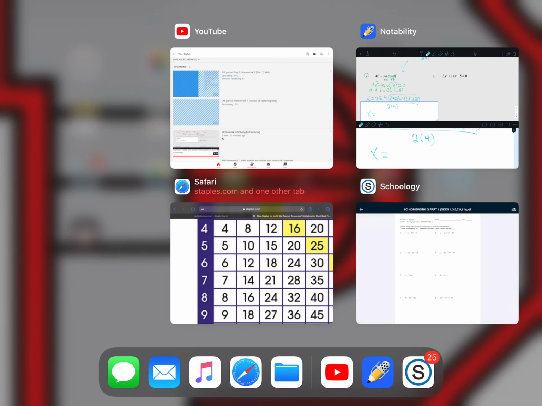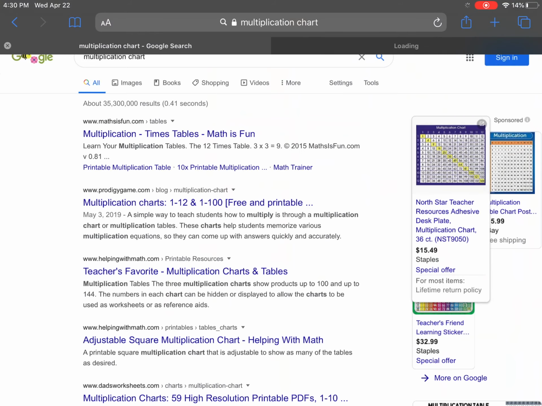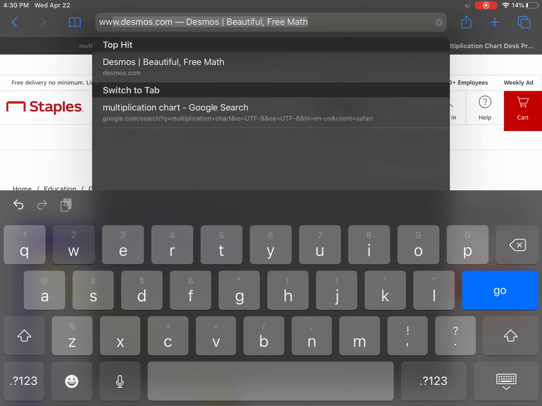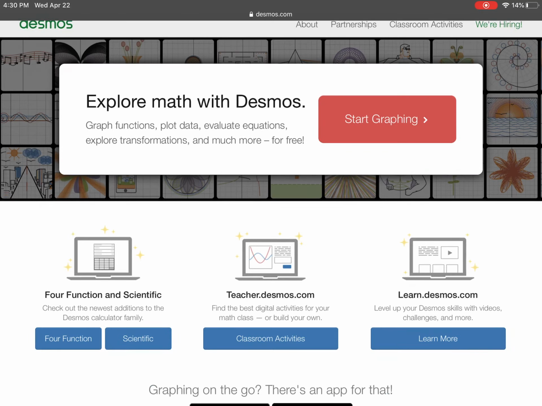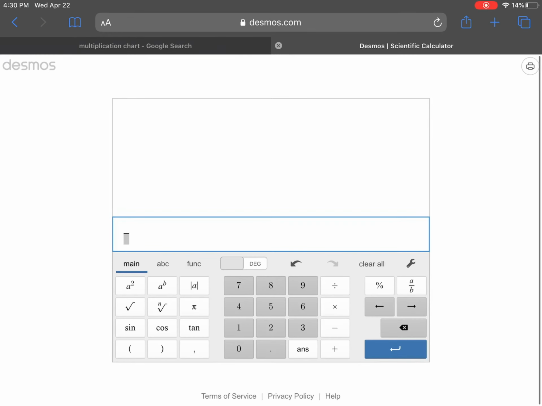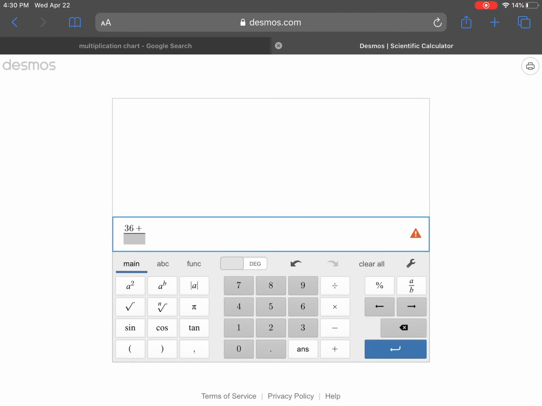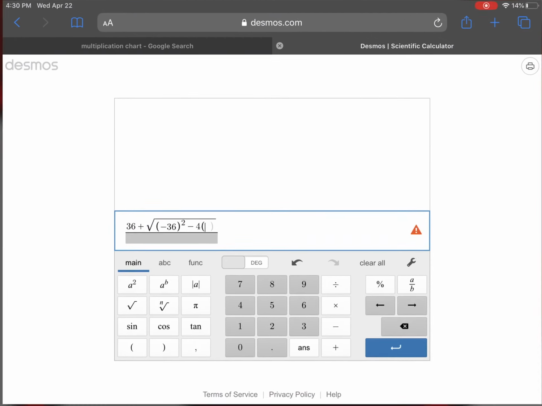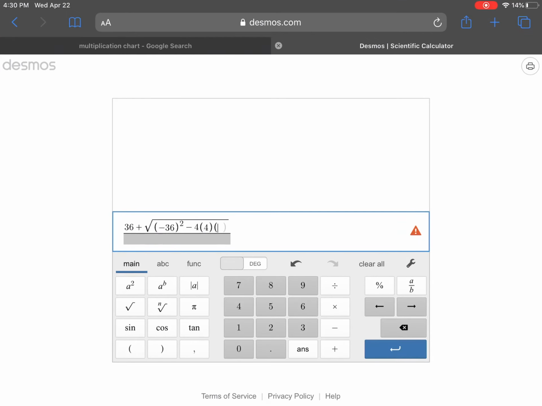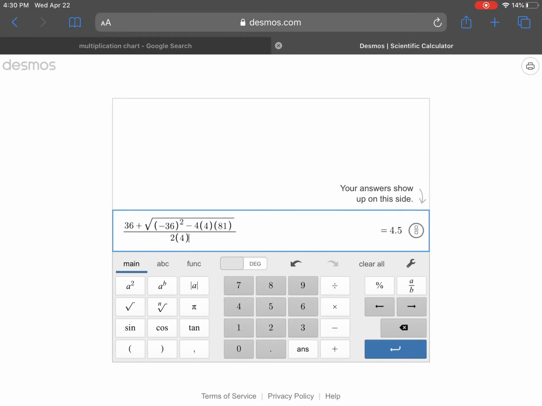Again, you go to decimals.com. I don't have it set up right now. Let's go ahead and go to www.decimals.com. Go to scientific calculator. All right, let's go ahead and do it. So 36, don't forget plus, square root of negative 36 squared minus 4 times, what was my a? My a was 4. My c was 81, not negative 81, all over 2 times 4. And I get an answer of 4.5.